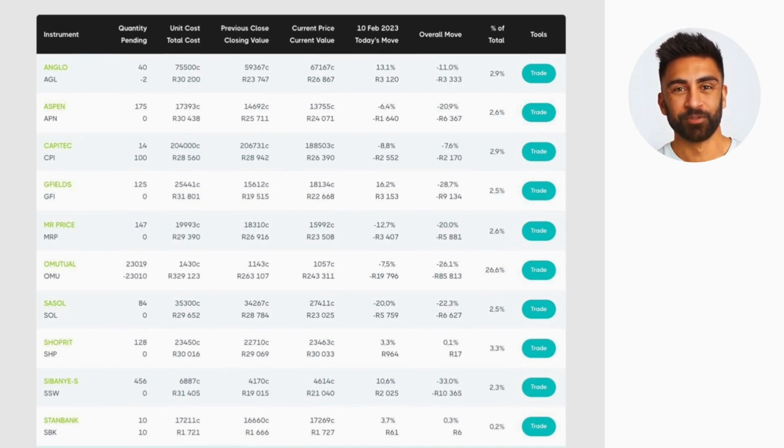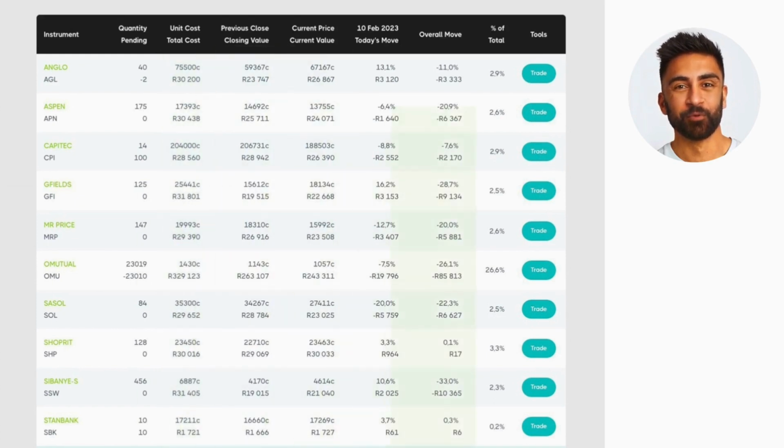Let's take a closer look at the columns. The first column tells you which instrument you own. Notice how there is a name, and underneath that, a short code. The second column shows you how many instruments you own. Underneath that is a number that will be 0 unless you placed a pending buy or sell order for this particular instrument. The next column helps you see how much you paid for this instrument. Underneath the unit cost is the total cost.